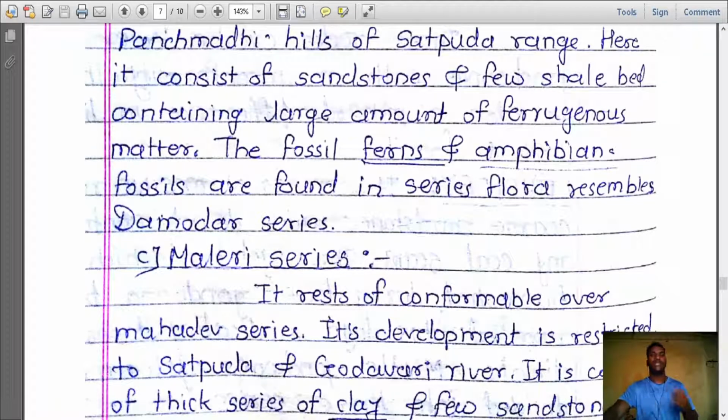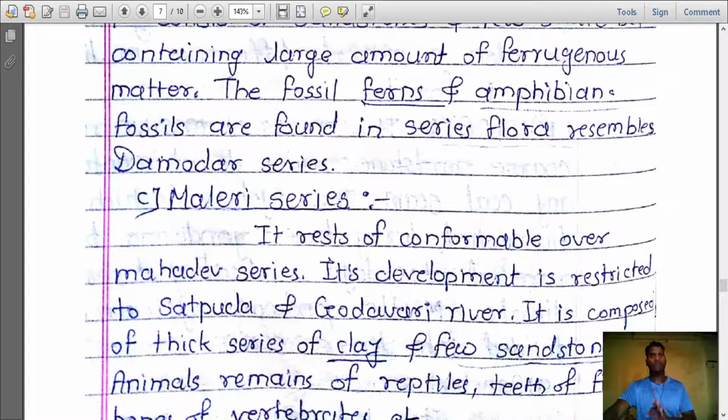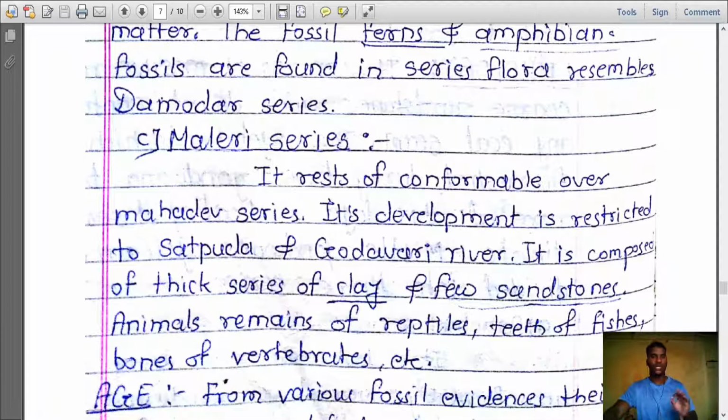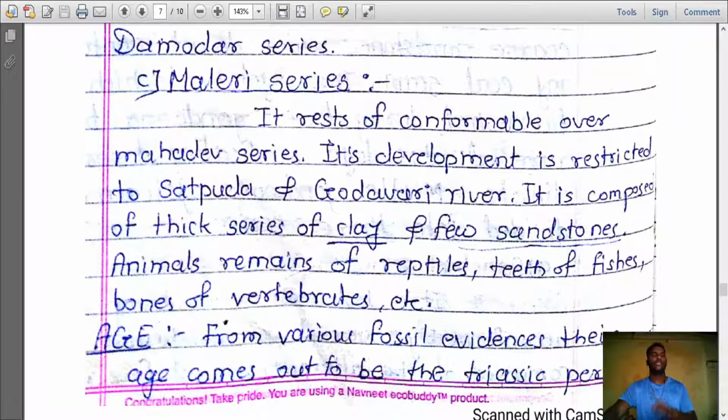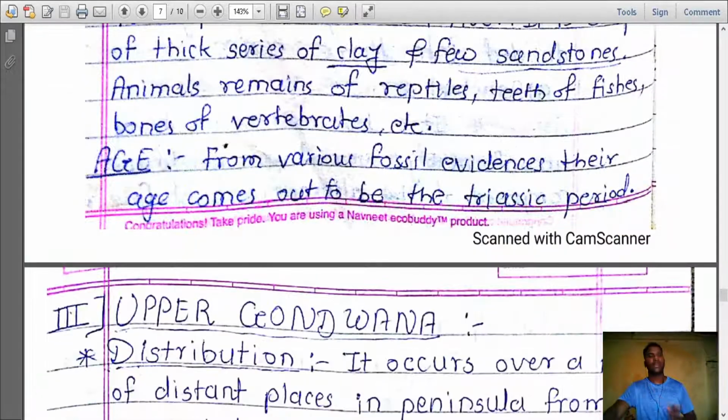Then Maleri series. It rests conformably over Mahadev series. Its development is restricted to Satpura and Godavari river. It is composed of thick series of clay and few sandstones. Animal remains of reptiles, teeth of fishes, bones of vertebrates, etc. Age. From various fossil evidences, their age comes out to be the Triassic period.